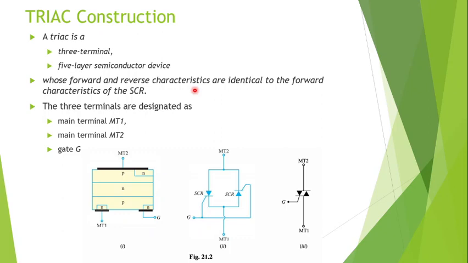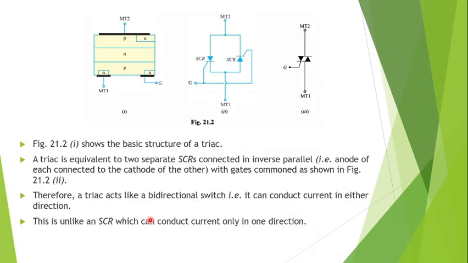Now the three terminals of SCR were named as anode, cathode and gate, whereas in the case of triac they are named as main terminal MT1, that is here, main terminal MT2 and the gate terminal. The three terminals are MT1, MT2 and gate. So this figure shows the basic structure of a triac. N, P, N, P, N.